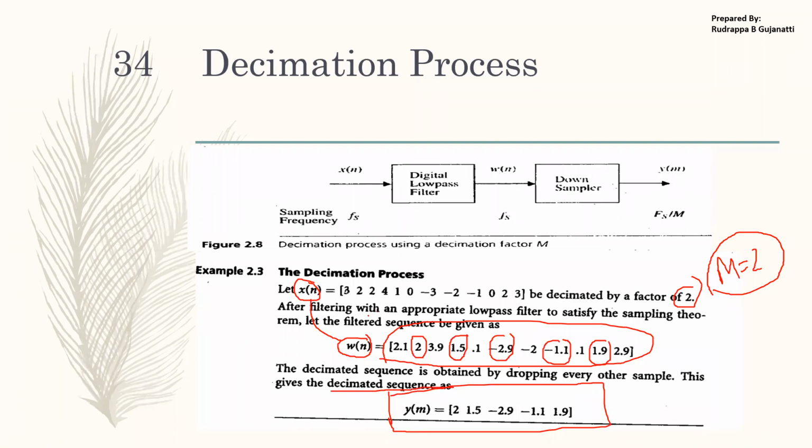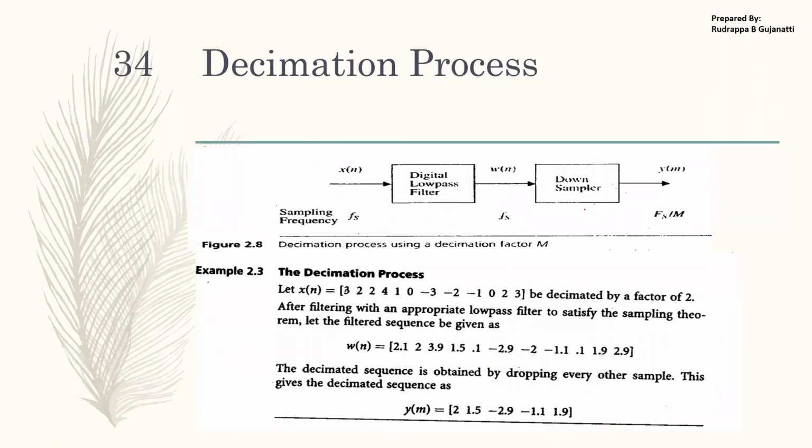Here the filter design is not given. It is an assumption that it has been passed through the filter, and this is the sequence you have obtained. So this filtered sequence will be decimated. That is what is happening in this case.